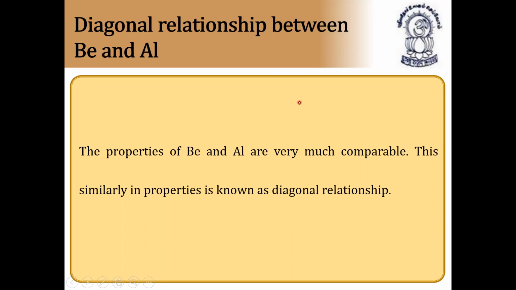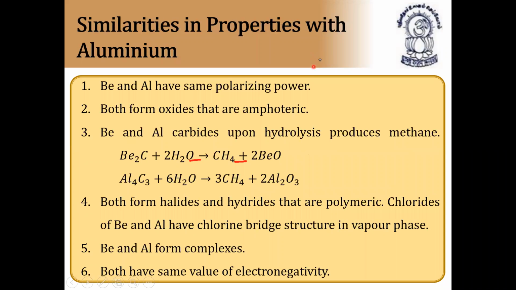The properties of beryllium and aluminum are very much comparable. This similarity in properties is known as diagonal relationship. As I already told you, beryllium exists as a dimer, aluminum also exists as a dimer. So let us see the diagonal relationship of beryllium and aluminum. Very, very important. First point, beryllium and aluminum have the same polarizing power.